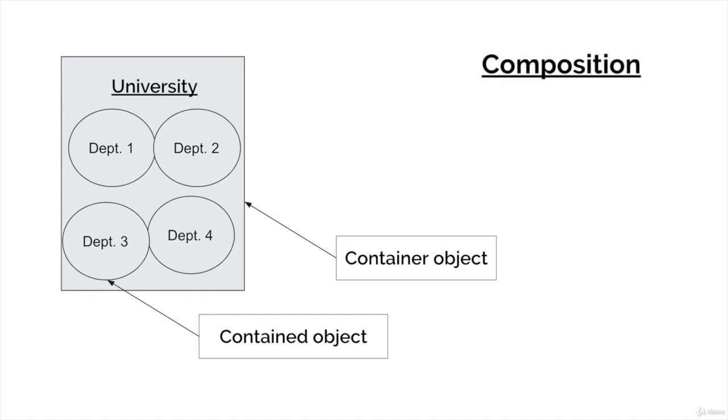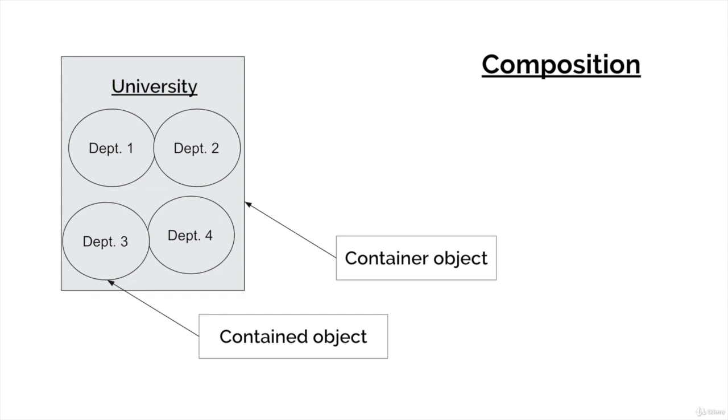So to define composition: it is when a contained object cannot exist without the existence of the container object. That particular relationship or association is known as composition.